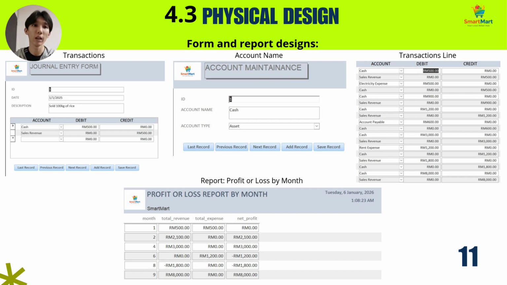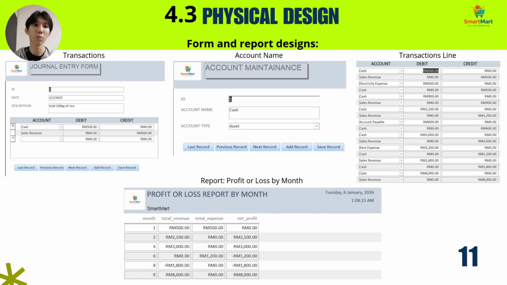Finally, our monthly profit and loss report automatically calculates total revenue by month, total expenses by month, and the net profit or loss. All these forms are designed to make data entry simple and user-friendly. Users can enter transaction details through forms instead of directly accessing the tables, which helps detect errors.